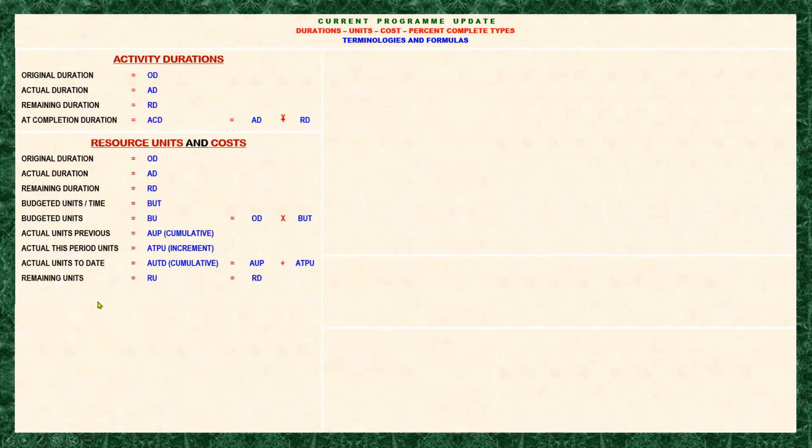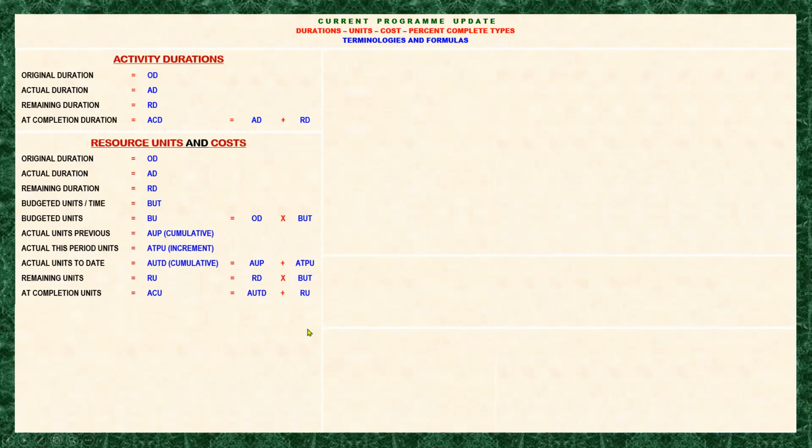We have the remaining units. So the same, we will be estimating the remaining units. How much units do we need to complete the activity for a certain period of the activity duration? That is equal to the remaining duration multiplied by the budgeted unit per time. Now next we have at completion units. Normally it is equal to the actual units to date plus the remaining units.